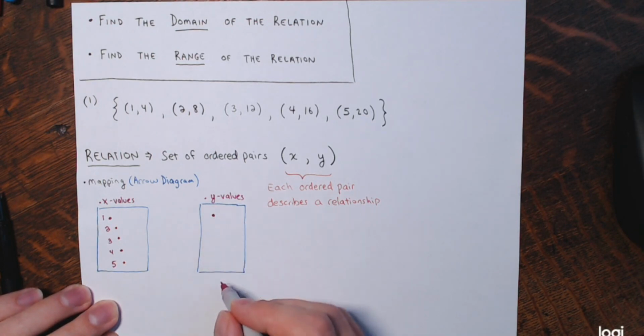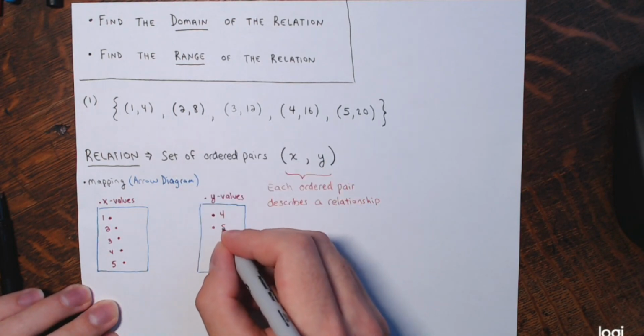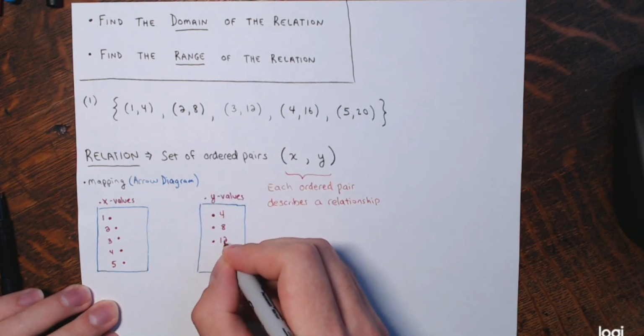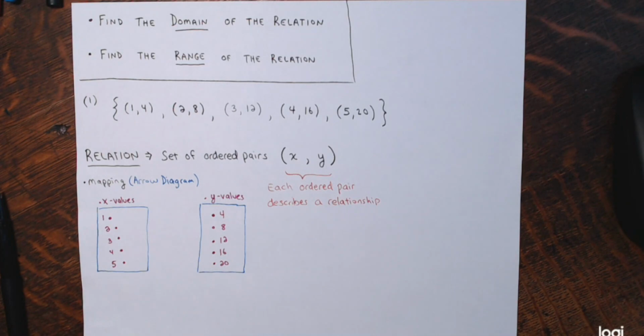And you don't repeat them. If I saw the same y value twice, I wouldn't write it twice. This is without repeating. So I've got 4, 8, 12, 16, and 20.